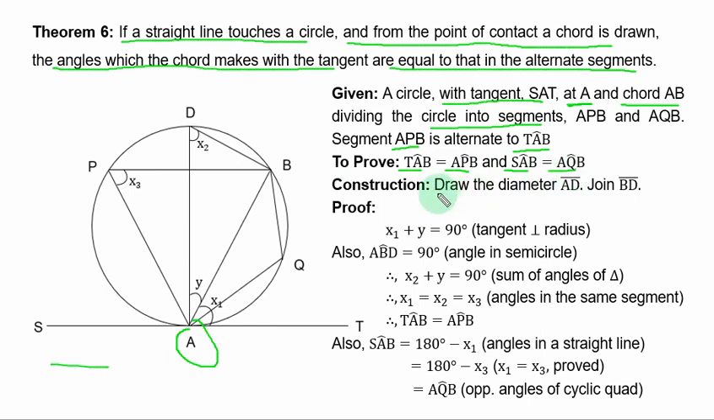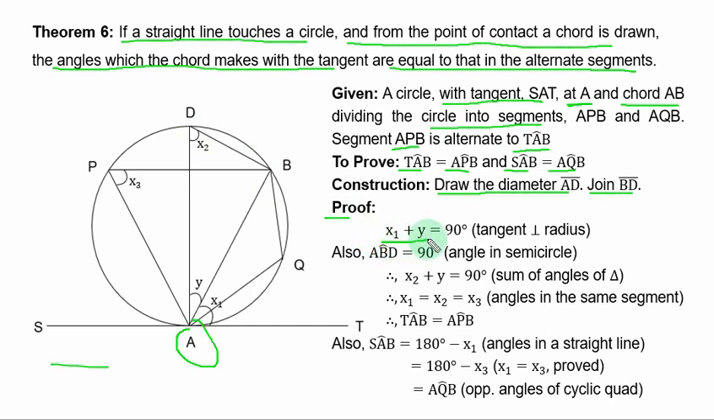Construction. Draw the diameter AD. So AD is a diameter. Join BD. This is B and D. You join them together. Proof. The procedures to be adopted.